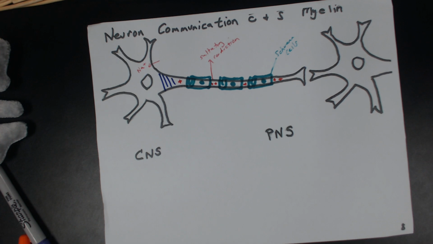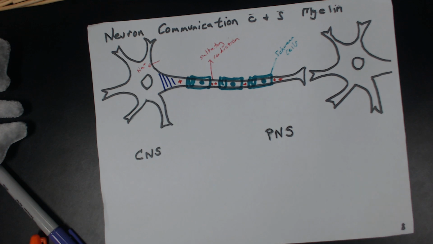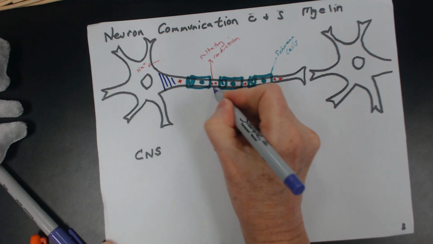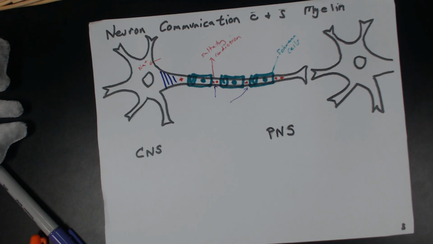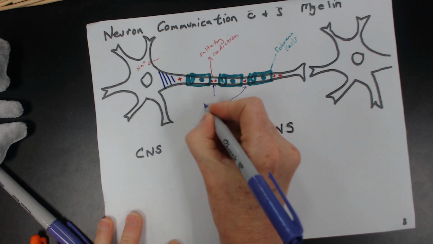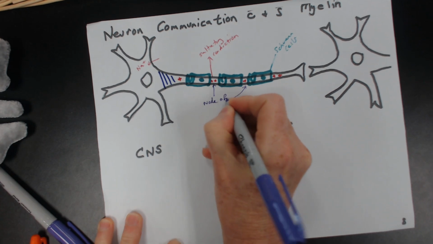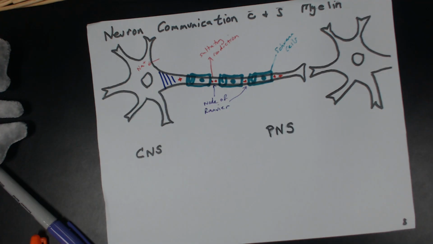Saltatory conduction means that the action potential is just not happening in places where there's a myelin sheath. It just appears before and after the myelin sheath. And these spaces in between the myelin sheath have a special name. Anywhere there's a space in between the myelin sheath, it's called the node of Ranvier. Very fancy. Those are called nodes of Ranvier.